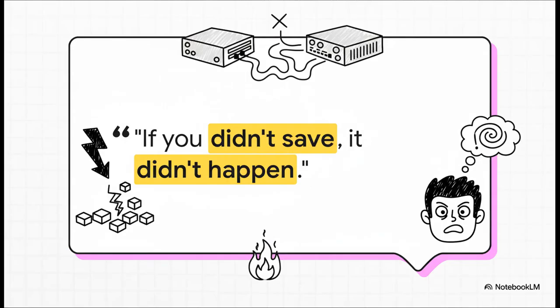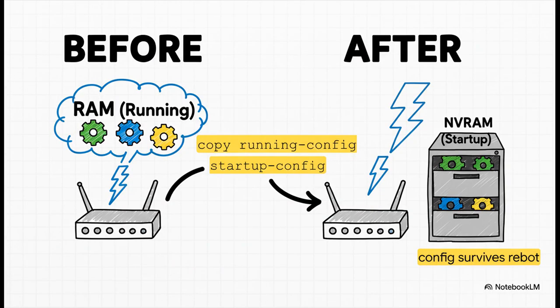Before we wrap up, I want to share the single most important piece of advice for anyone new to the CLI. And trust me, it's a lesson every single one of us learns the hard way at least once. All of that amazing configuration we just did, right now it only exists in the router's RAM. It's temporary memory, which is called the running config. If that router loses power or somebody reboots it, all that work is gone. Poof, vanished. To make it permanent, you have to save it to the startup config.